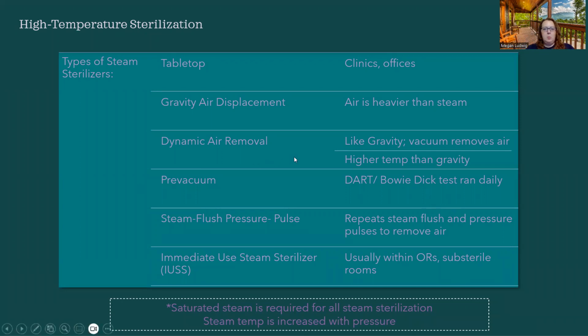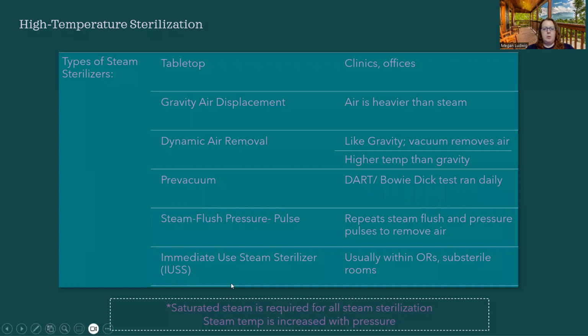And you have dynamic air removal. It's very similar to gravity, but in this one, you're going to have that vacuum removing the air. And then you need a slightly higher temperature than in the gravity displacement. So you're going to want to make sure you get those times correctly. And in the pre-vacuum steam sterilizer, you're going to have that Dart or Bowie-Dick test run daily to make sure that air is being removed properly. Okay, a steam flush pressure pulse is not as common, but it's going to have that steam flush alternating with air removal. Just works a little bit differently.